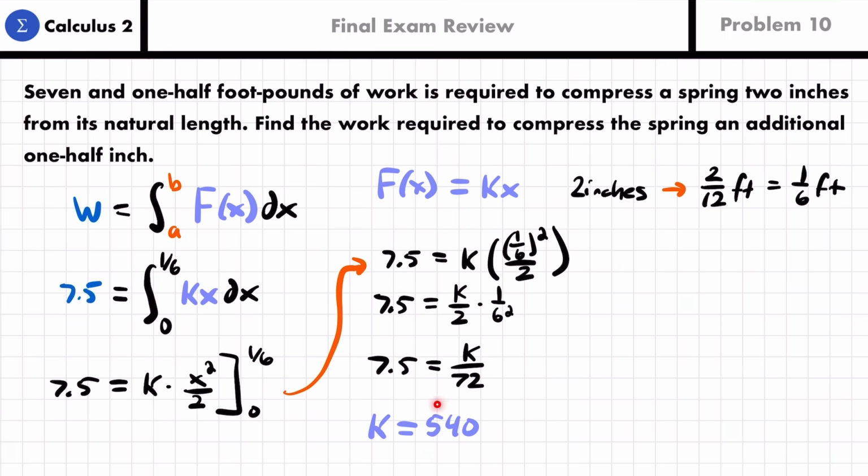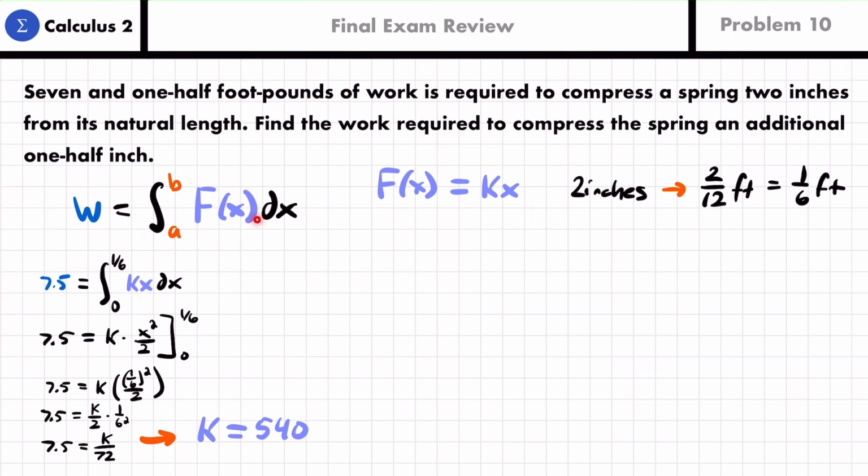That is what it would have to be in order for that first statement to be true. If 7.5 foot-pounds of work is required to compress a spring 2 inches or 1/6 of a foot from its natural length, then the spring constant has to be 540, specifically 540 pounds per foot. Okay, but now that we have that, we can use it to actually answer the problem because we want to find the work required to compress the spring an additional 1/2 inch. Okay, so let's set up that integral. We're going to use the same work integral that we used here, but now we don't know what the work is. That's what we need to find.